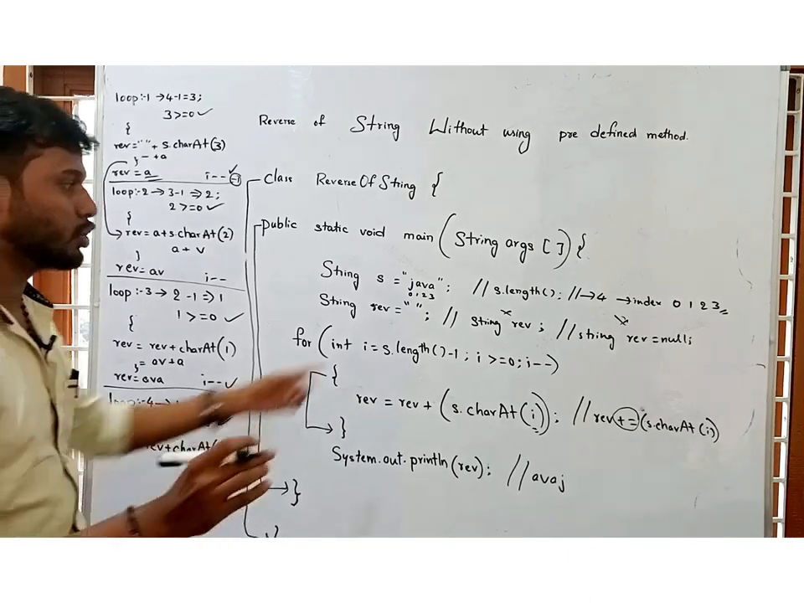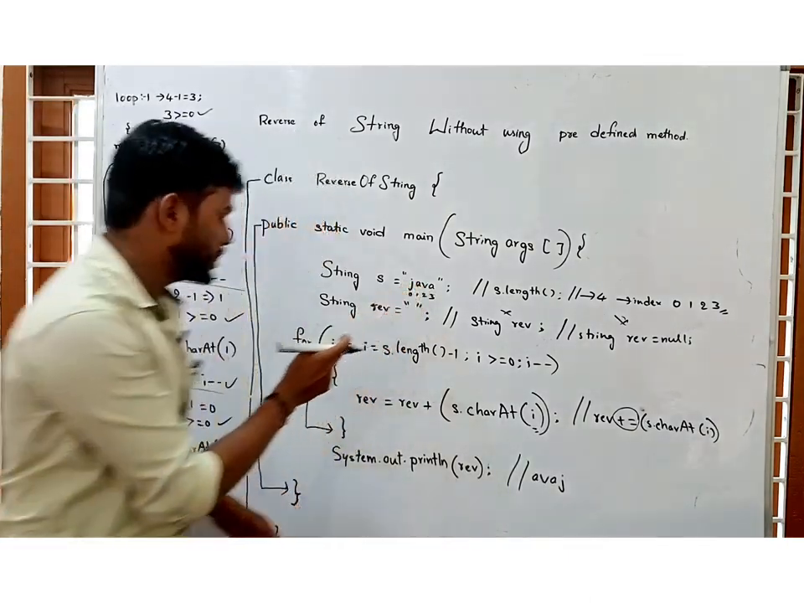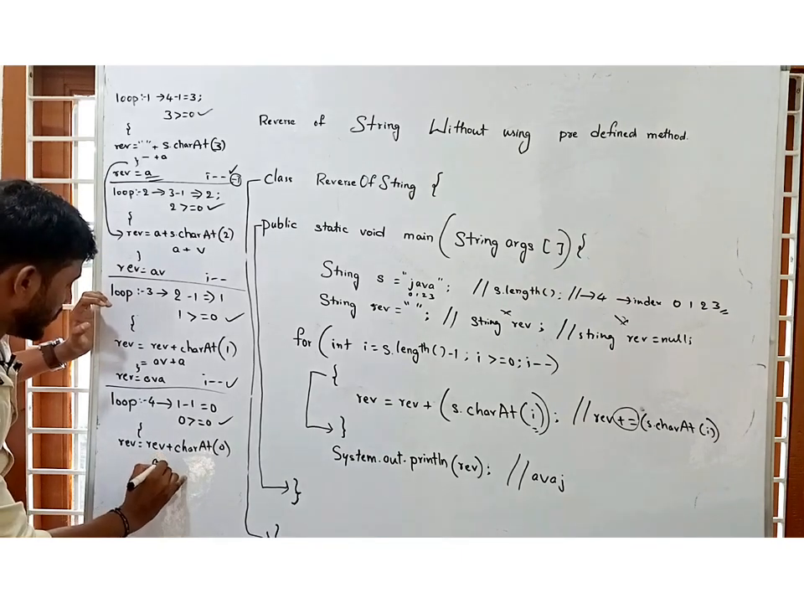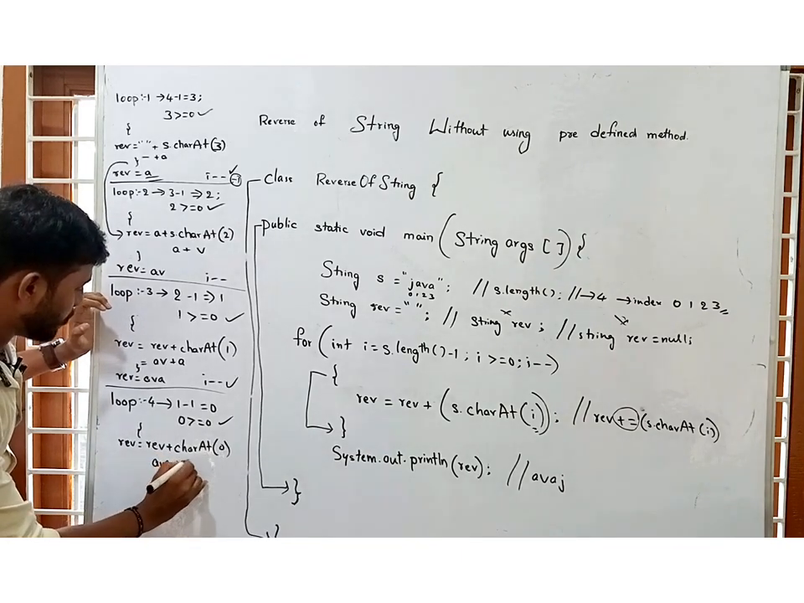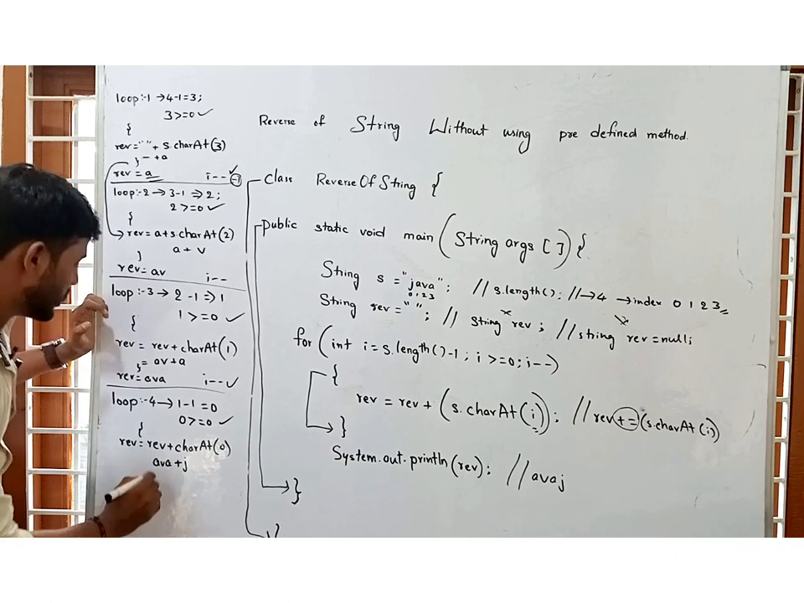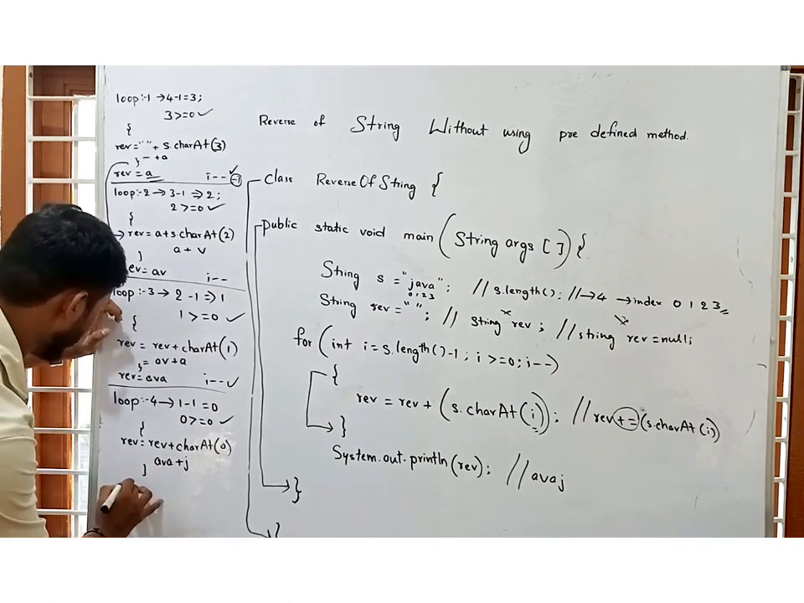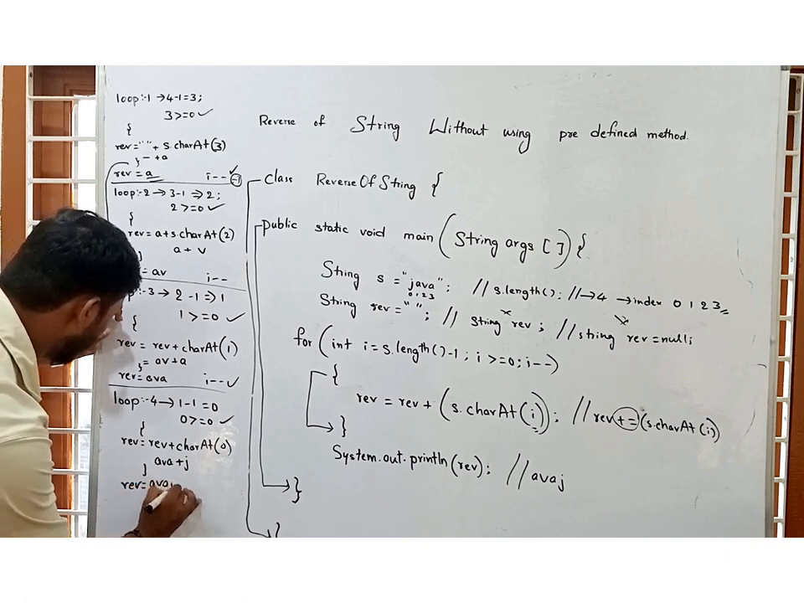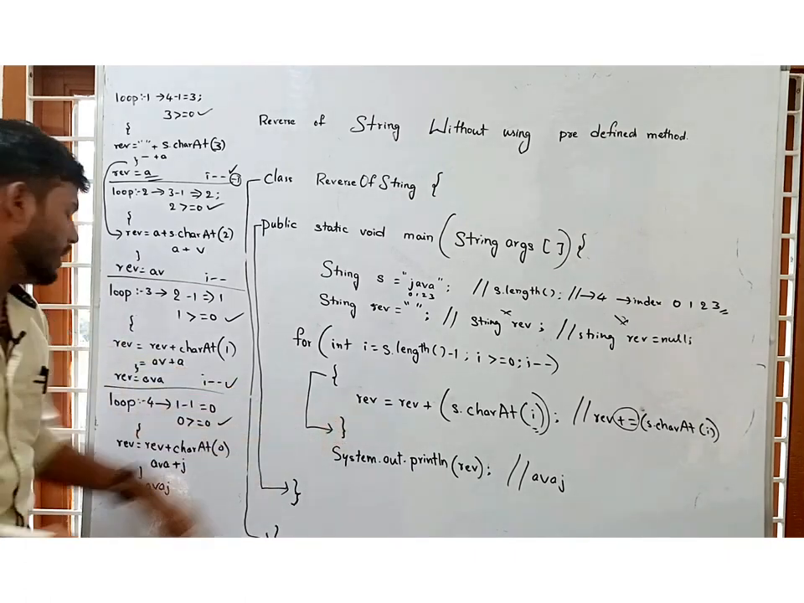Character means character at 0 position. Character at 0 position we are seeing a J. So reverse is A plus J. Now close the loop. Now reverse value equal to AJ. Now we are getting AJ.